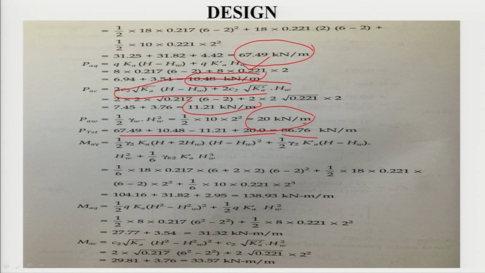Now we have to calculate the moment. So calculating the moment we have to go for MAγ, putting the value of each parameter in this equation we will get the value, that is 138.93 kilonewton meter per meter. So we can calculate MAQ, MAC in this fashion. So we will get this one, and again we will get this one.